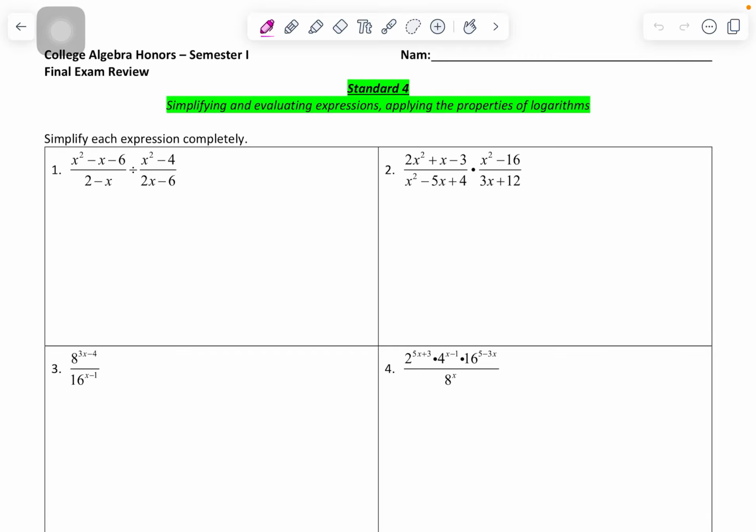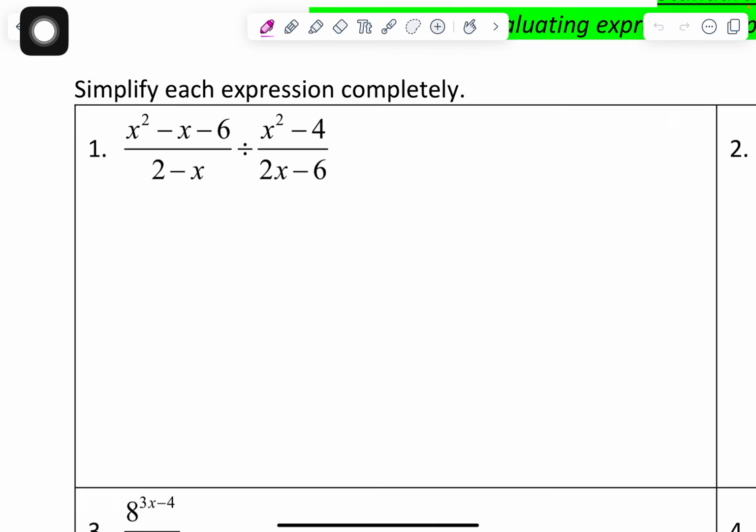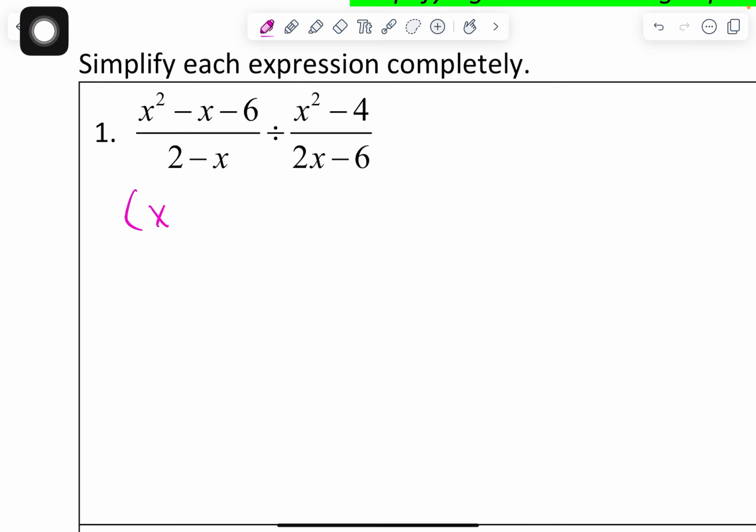All right, it is time for standard 4. So we're going to be simplifying and evaluating. Problem number 1 here, we've got a fraction divided by a fraction. You don't divide fractions. What we are going to do here, though, is factor the first part. So let's see, minus 3x plus 2, and then 2 minus x.